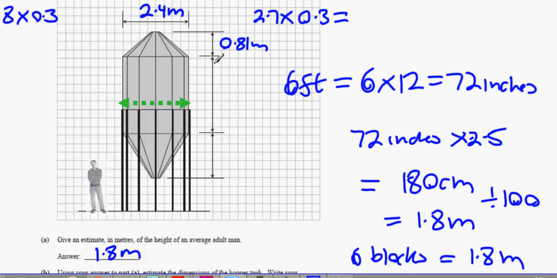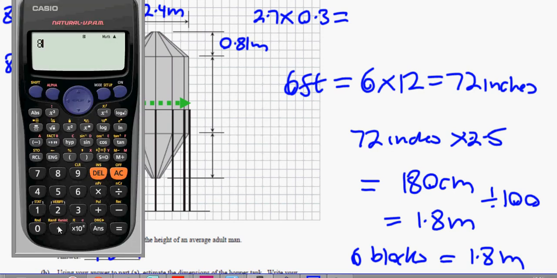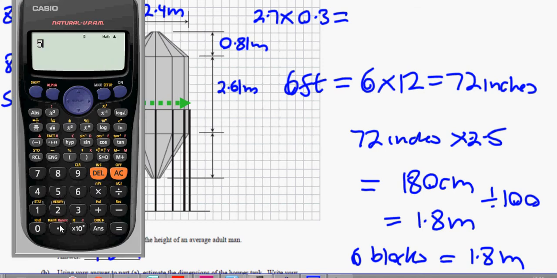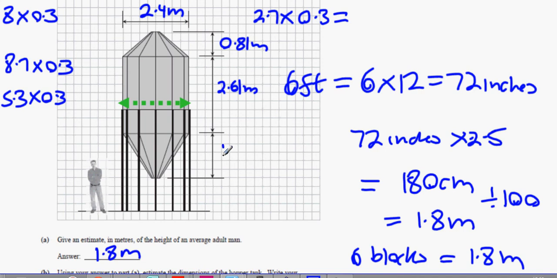And then we have 1, 2, 3, 4, 5, 6, 7, 8, 8.7 blocks again, roughly. So this is going to be 8.7 blocks multiplied by 0.3. We'll see what it is this time. And what we're going to get there is 2.61 meters to go from here to here. And finally, I'm going to count that as 0.3 of a block. 1.3, 2.3, 3.3, 4.3, 5.3. 5.3 blocks multiplied by 0.3, and what we get here is 1.59 meters. Okay.